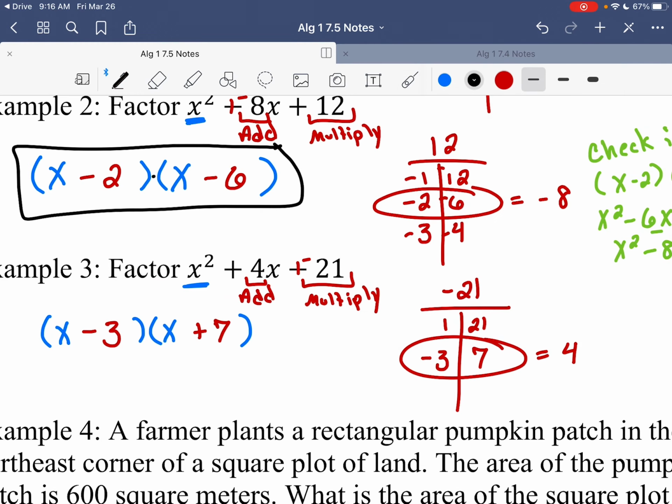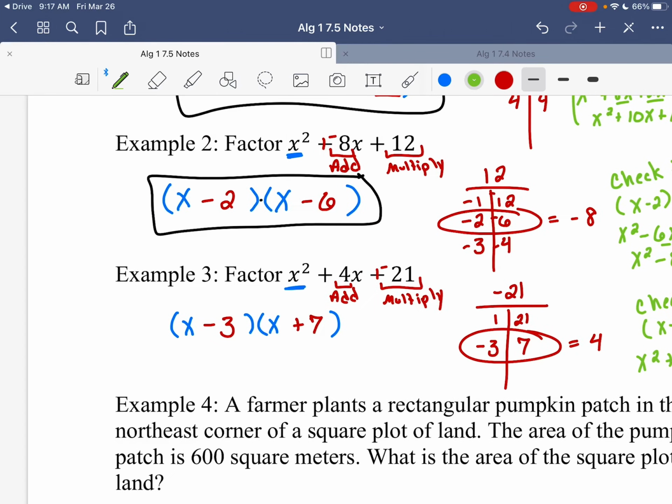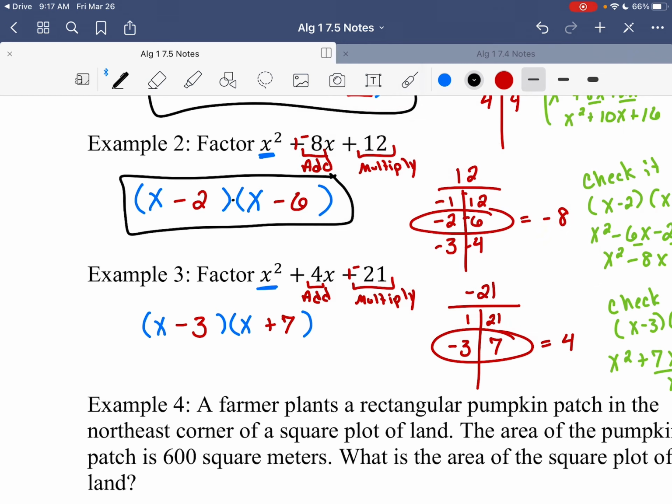Again, check your work. If you check it and it doesn't work out, then you know you picked the wrong numbers and you need to try something else. So we're going to check it. X minus 3 times x plus 7. X times x is x to the second. X times 7, positive 7x. Negative 3 times x, negative 3x. Negative 3 times 7, negative 21. X squared, and when I add those, I get positive 4x minus 21. It worked. So we found how it factors.